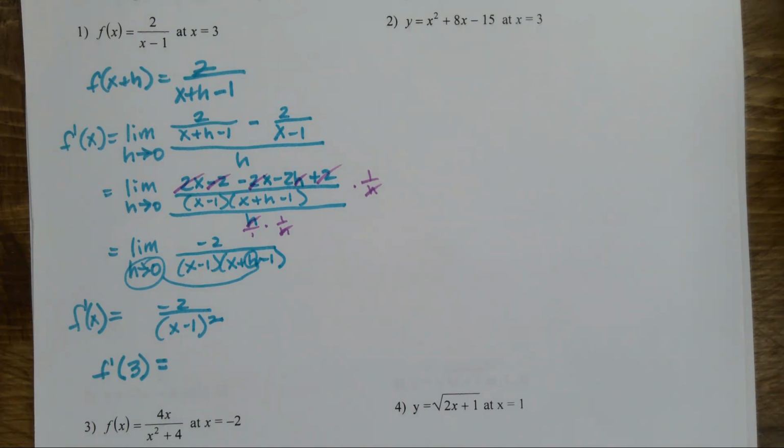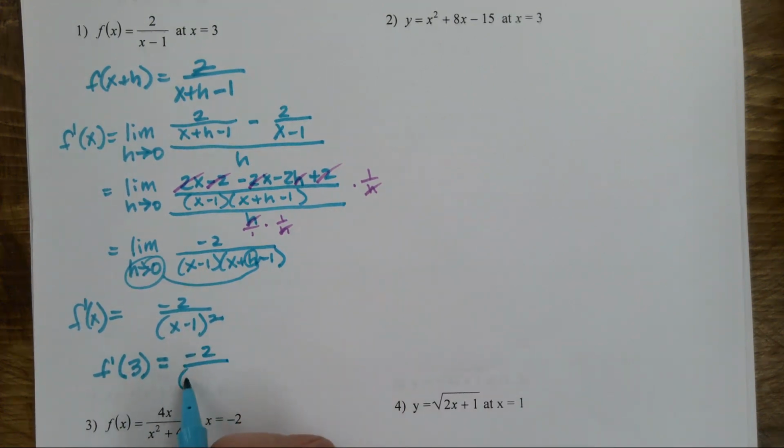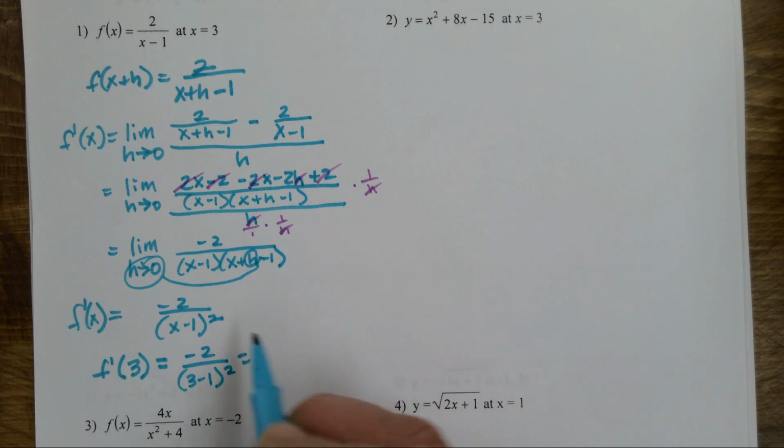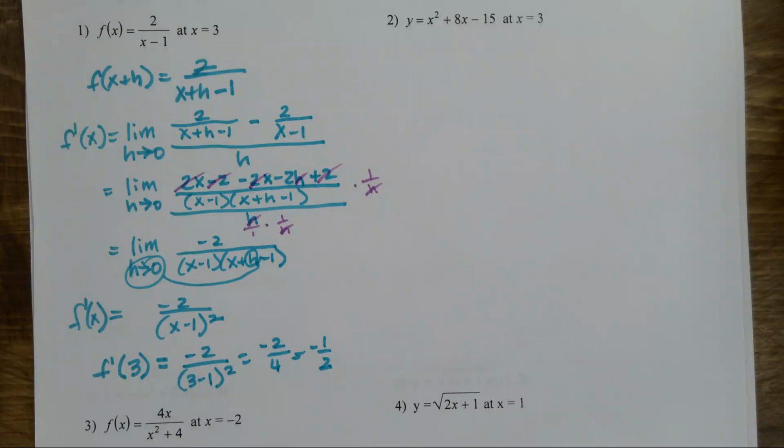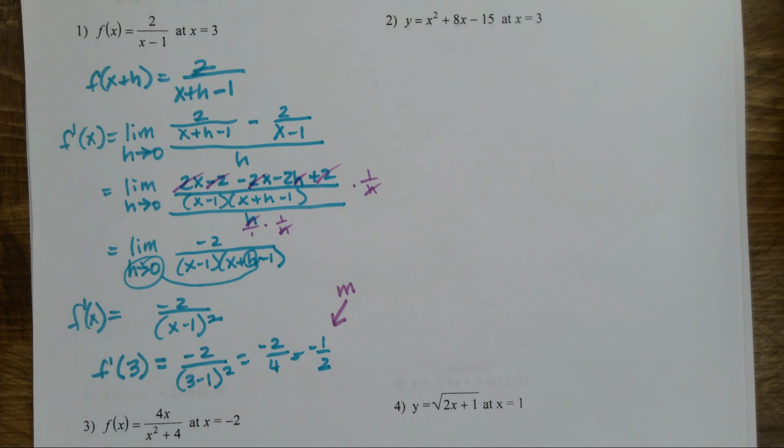Once you find your derivative, and in my case, I ended up with negative 2 over x minus 1 quantity squared, I hope we all agree on that. In order to find our slope, I just have to plug in the 3. So it looks like negative 2 over 3 minus 1 quantity squared, or negative 2 over 4, or negative 1/2. And again, this is the slope. It is the slope of the line tangent to this function at the value x equals 3.